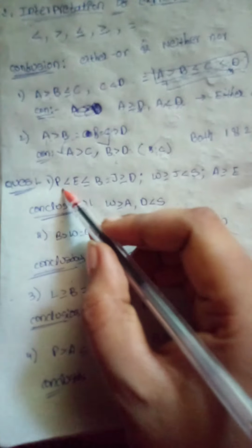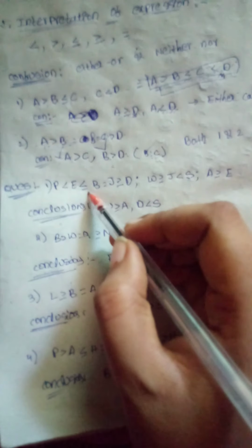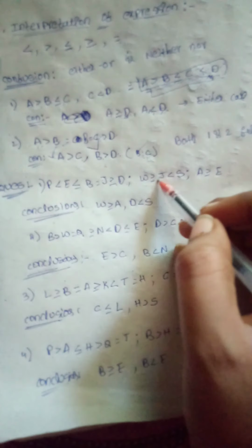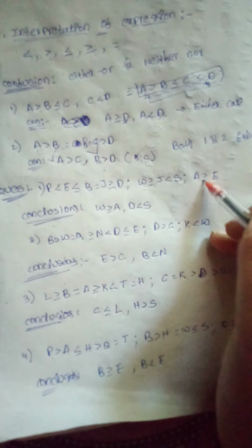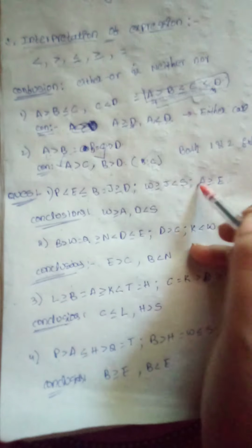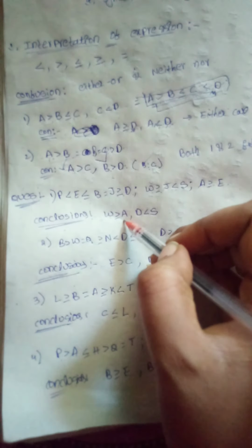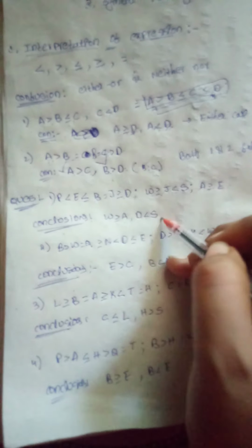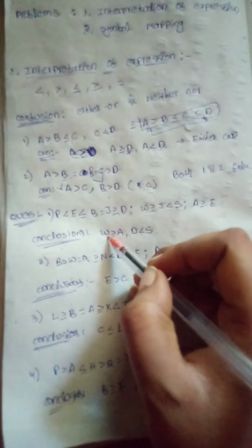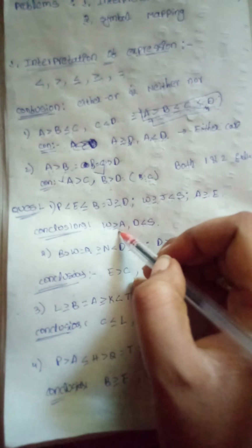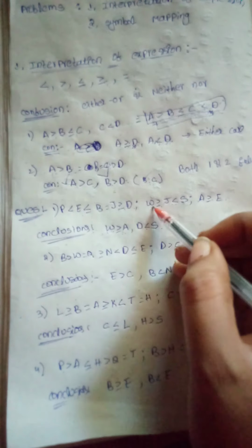The first expression is p less than e less than or equal to b equal to j and greater than or equal to d. The next expression is w greater than or equal to j less than s, and the third one is a greater than or equal to a. In these three expressions, the given conclusions are w is greater than or equal to a, and the second one is d less than s. We need to find out whether there is a relation between w and a. First we find the relation between w and a.